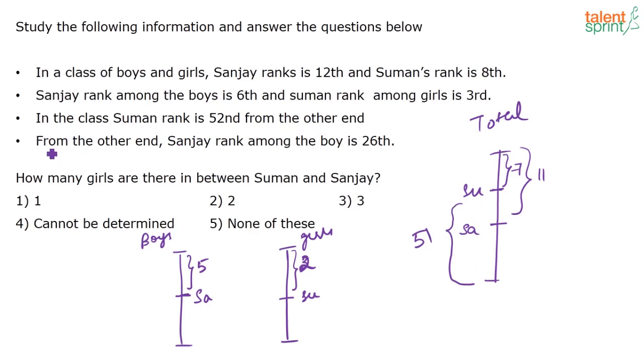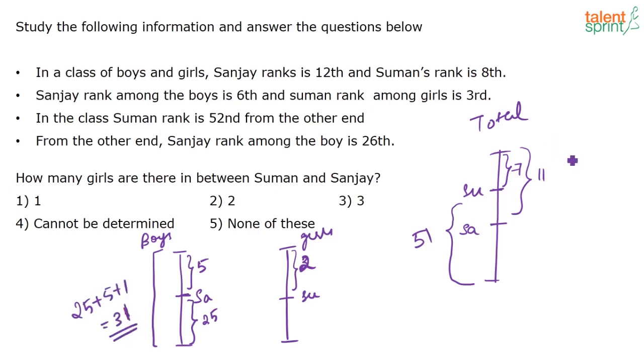From the other end, Sanjay's rank among the boys is 26th. So how many boys are there after Sanjay? Among the boys, his rank from the other end is 26th, which means there are 25 boys after Sanjay. So from this picture, totally how many boys are there? There are 5 boys before Sanjay, 25 boys after Sanjay, and Sanjay is in between. So the total number of boys in the class will be 25 plus 5 plus 1, or totally there are 31 boys in the class.